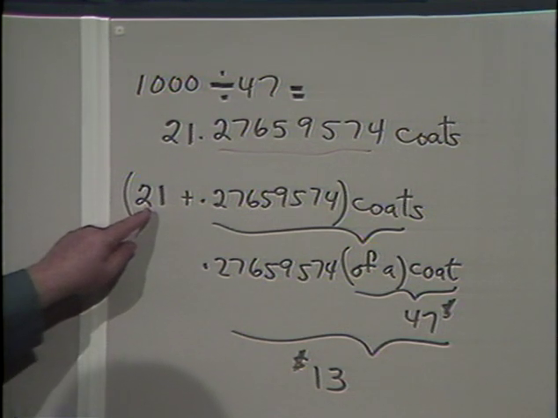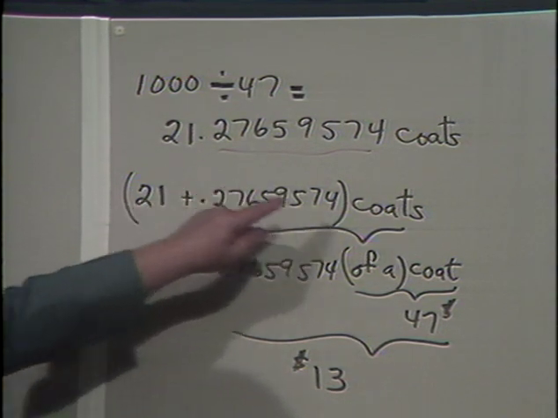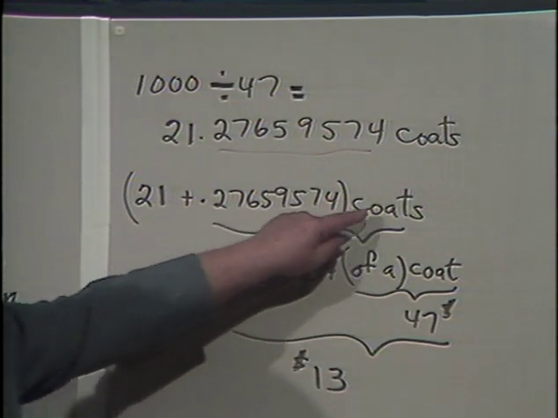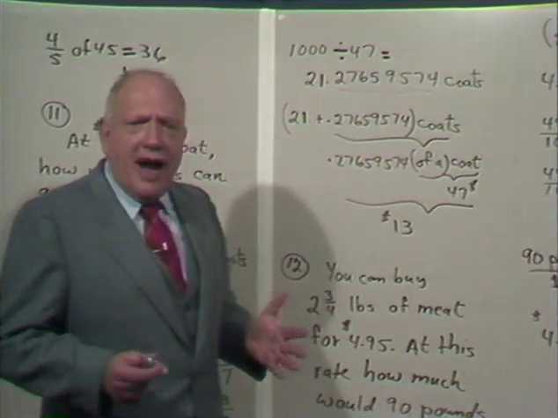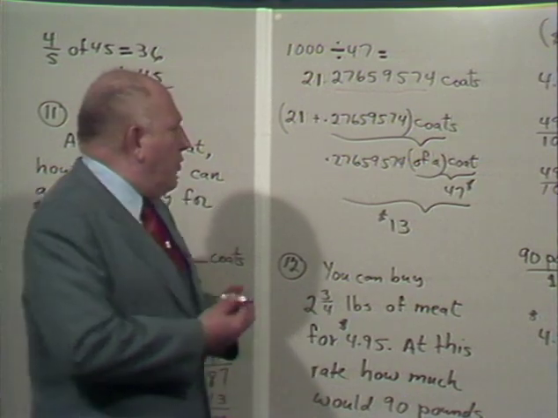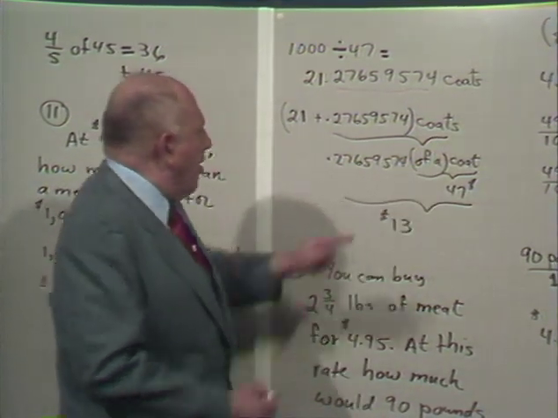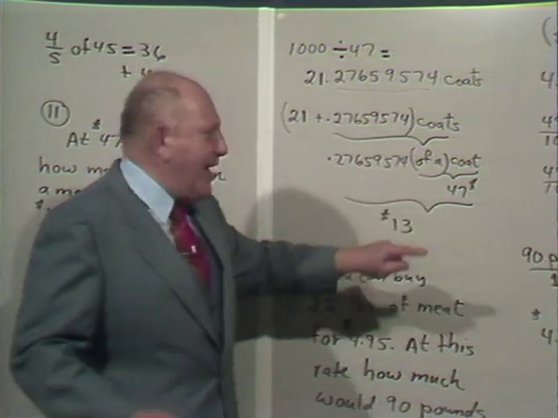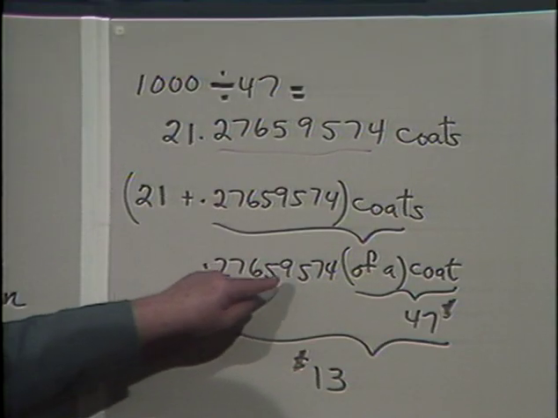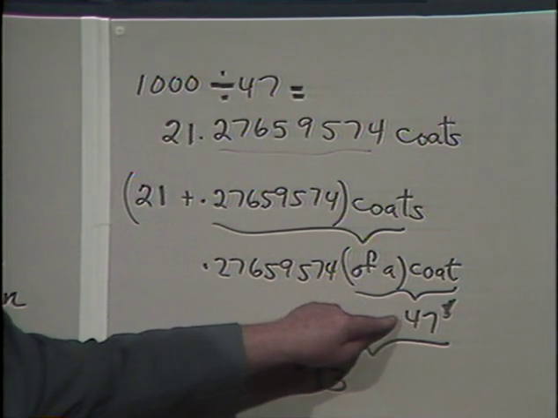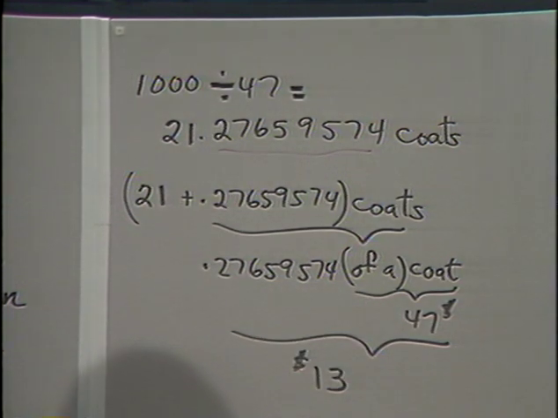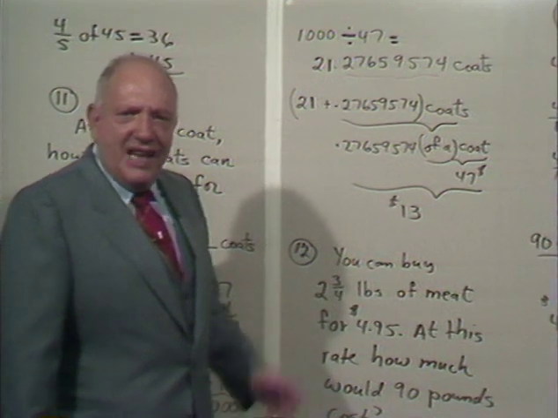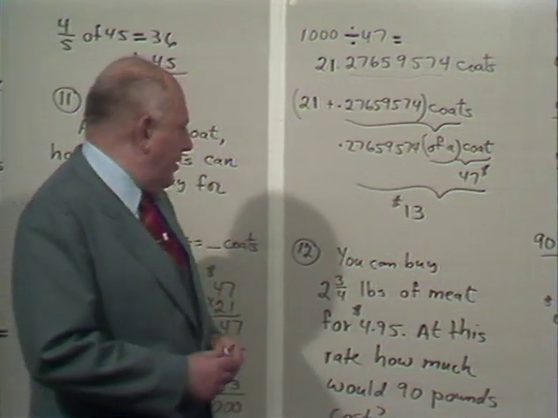In other words, if you want to be technical here, you can buy 21 whole coats and this fractional part of another coat. How do you buy a fractional part of a coat? Well, the coat costs $47, so you're buying that fractional part of $47. If you were to take your calculator and multiply this messy decimal by $47, you get the same $13 that we got the other way. See, even the calculator requires interpretation.